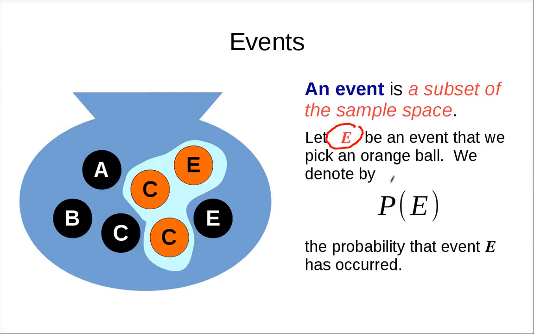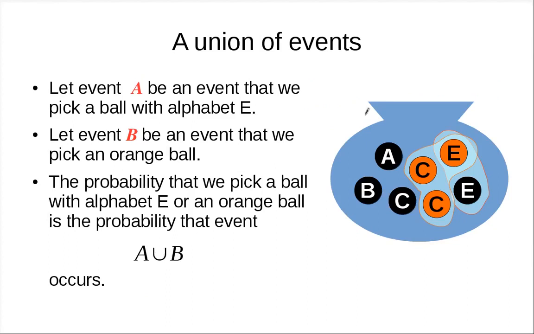Okay, so if we have an event E, we denote by P of E the probability that event E has occurred. So we're going to use this notation throughout the course. Okay, so you have an event. An event is just a subset of the sample space. All right. So with this vocabulary of set theory, we can do many things.